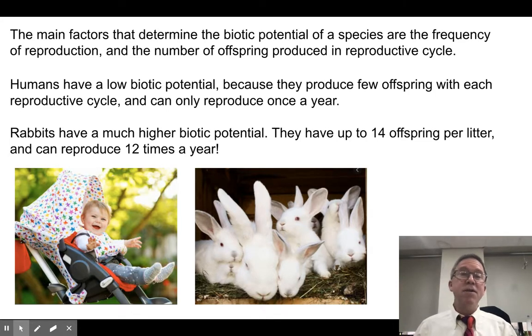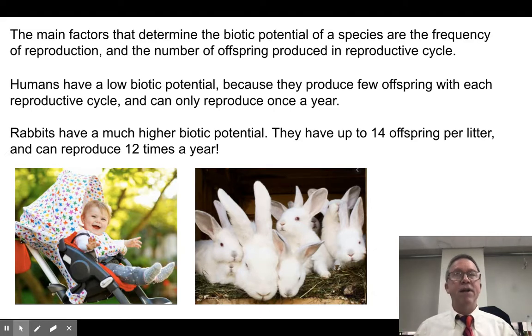We have humans, who have a very low biotic potential because we reproduce once a year at most, and usually a single offspring at a time. So no matter how much resources you give to people, our biotic potential is always going to be fairly low. We can't increase our population that quickly. But now look at rabbits.